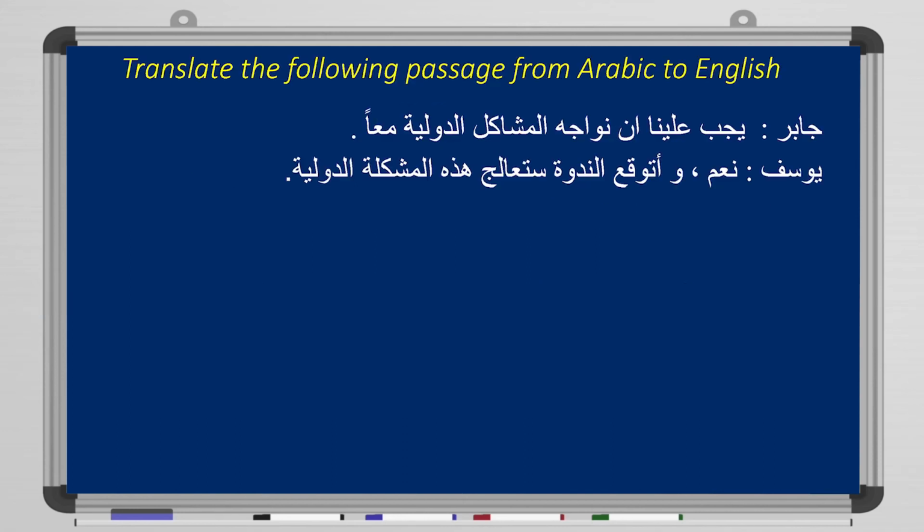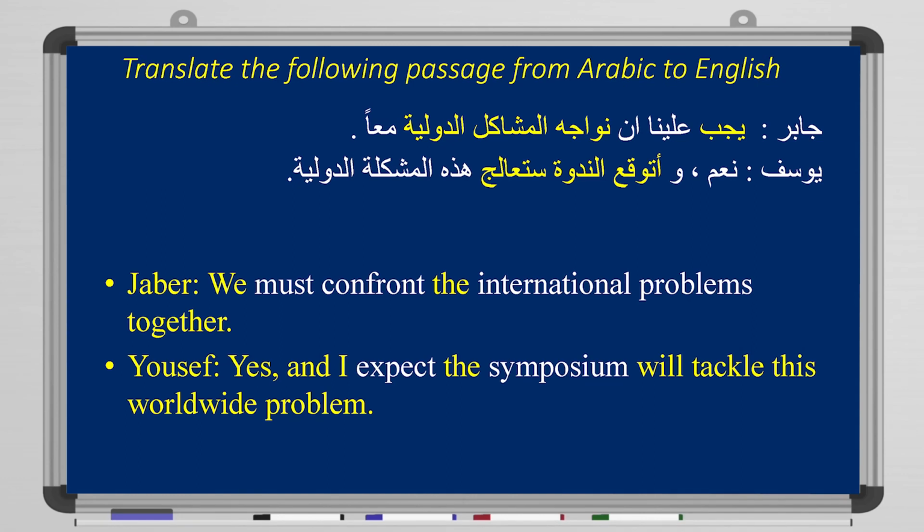Okay? So let's look at this example. Jabir says, يجب علينا أن نواجه المشاكل الدولية معا. Yusuf replies, نعم. وأتوقع الندوة ستعالج هذه المشاكل الدولية. Okay? What are the key words here? So we have يجب, we have نواجه, we have المشاكل, we have الدولية. Okay? We have also أتوقع, we have الندوة, we have ستعالج. So when I translate it, how is it going to be? We say, for example, we must confront the international problems together.